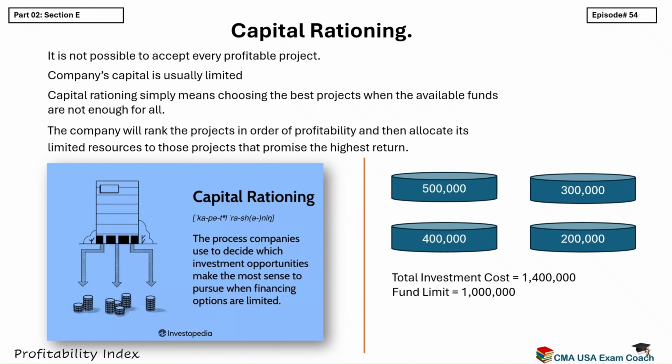In this case, the company cannot invest in all 4 projects. So, it will rank the projects, maybe using a tool like the Profitability Index, and then select the combination of projects that fits within the $1 million budget and still gives the maximum possible benefit. In short, capital rationing is the process of making the most efficient use of limited capital by selecting the most profitable set of projects instead of trying to invest in every single project identified.